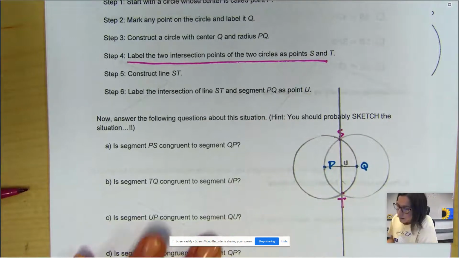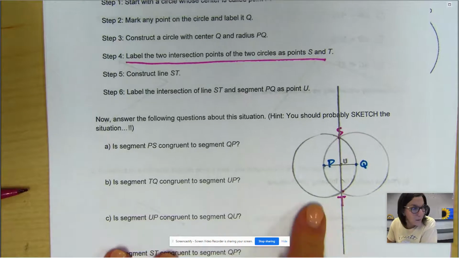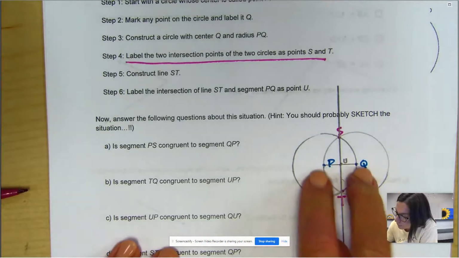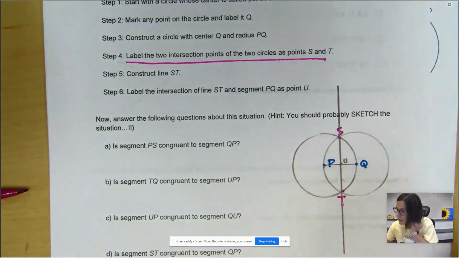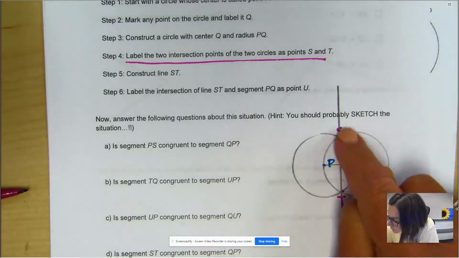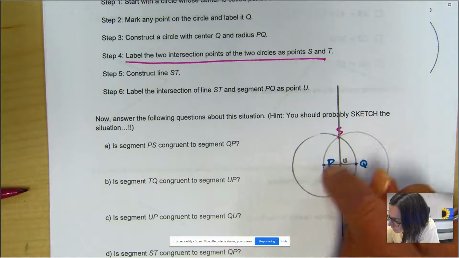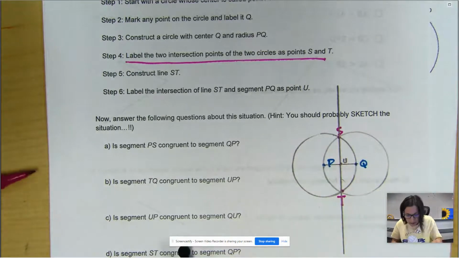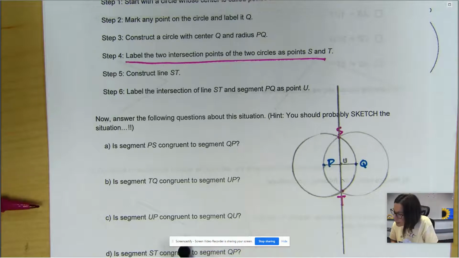All right. What would be true? Well, it seems like we just made a perpendicular bisector of the segment PQ. All right, so let's see what happens. Is segment PS congruent to QP? What do you guys think? Is segment PS congruent? Yes, they are both radii of the same circle.